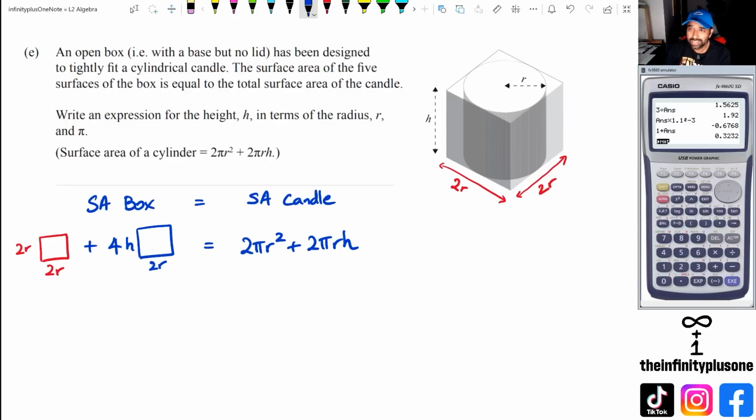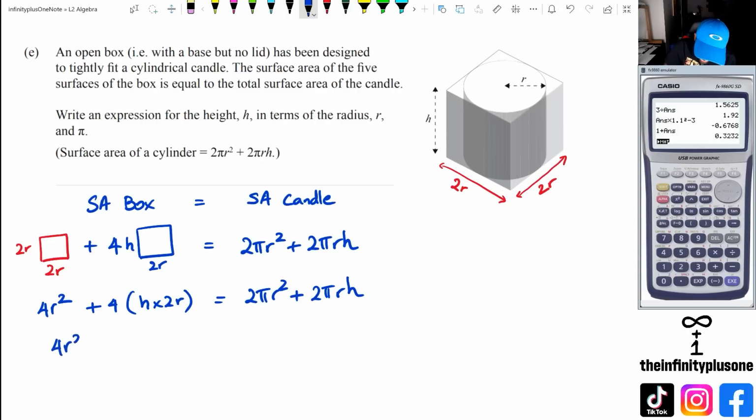So now what we've got is we've got to work out the area of the red square, which is the base, the bottom of the box, right? So we've got 2r times 2r, which is 4r squared, plus we've got 4 multiplied by h times 2r, and all of this is equal to 2 pi r squared plus 2 pi h. So expanding the brackets.